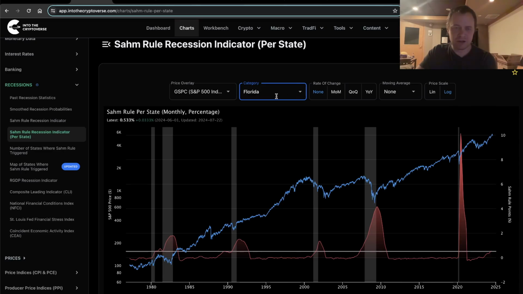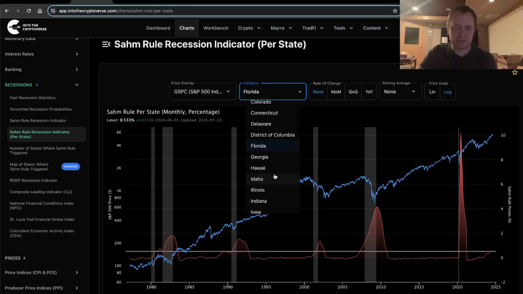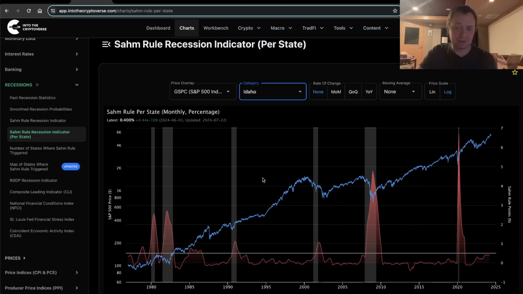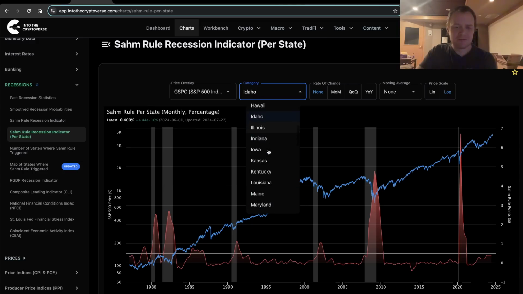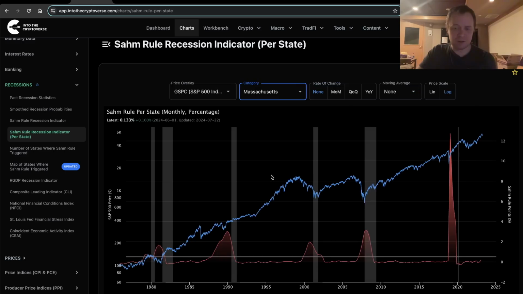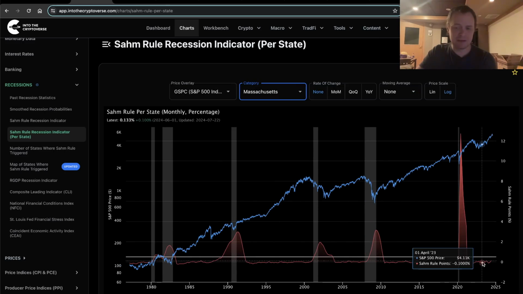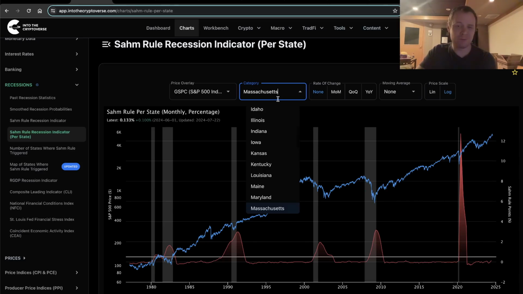It just did trigger. If you were to look at Idaho, it hasn't, right? It's kind of close, right? It's 0.4, still didn't trigger yet. Massachusetts is always an interesting one to look at because it's been relatively strong in terms of labor market. And you can see it hasn't triggered, and it's also not even that close to triggering, 0.133%.